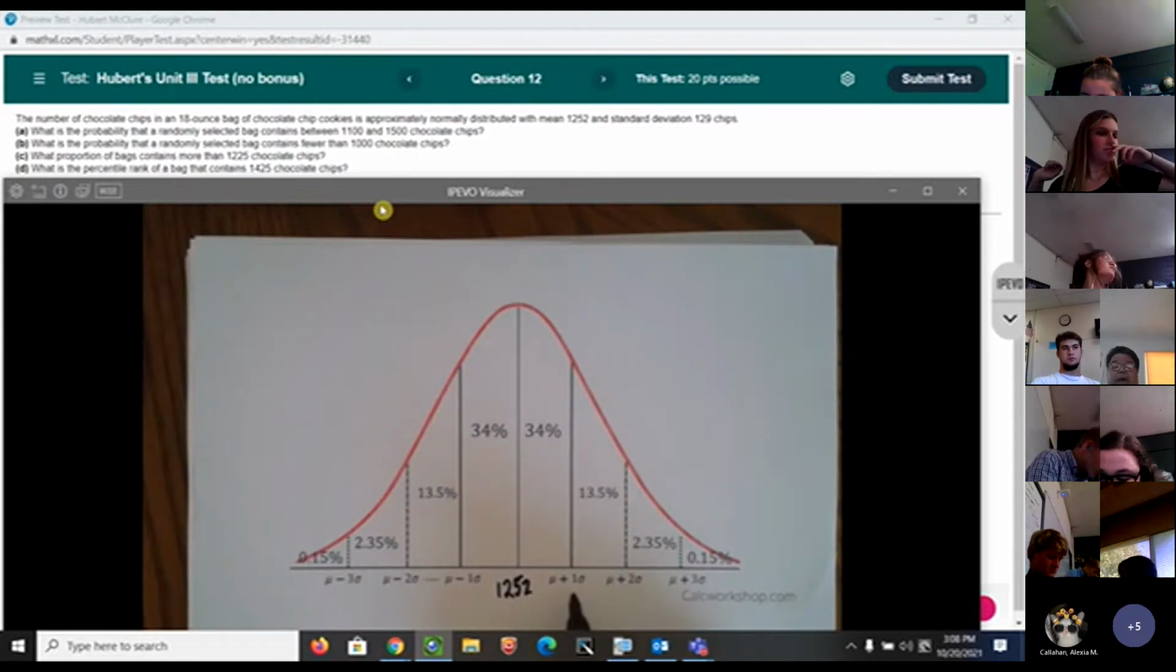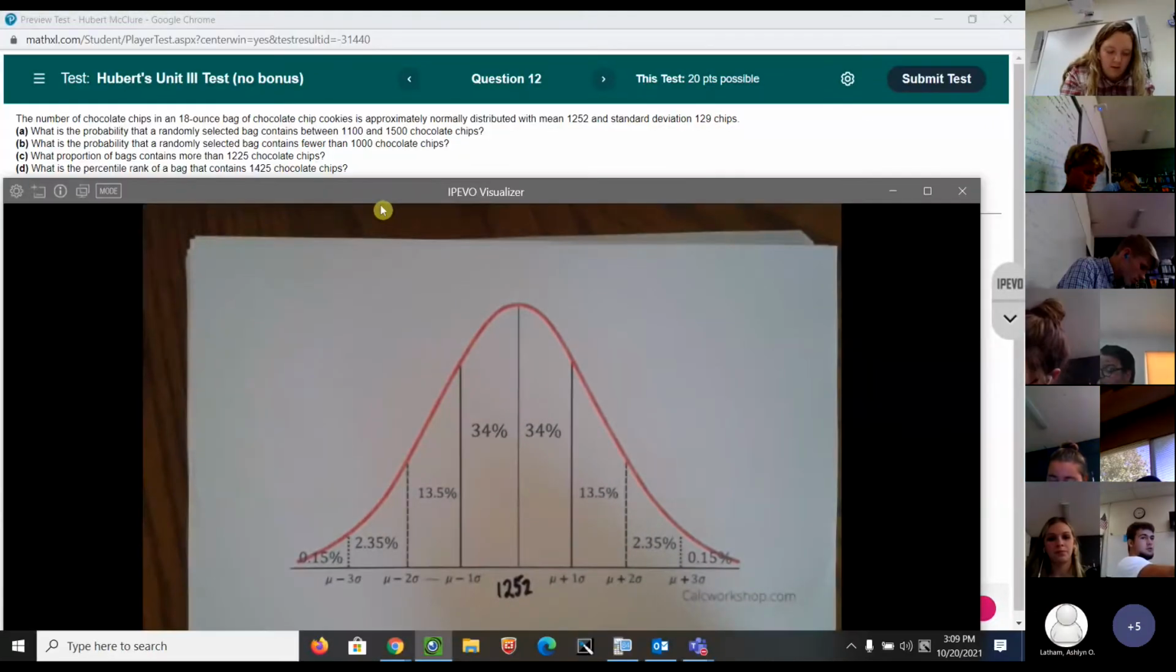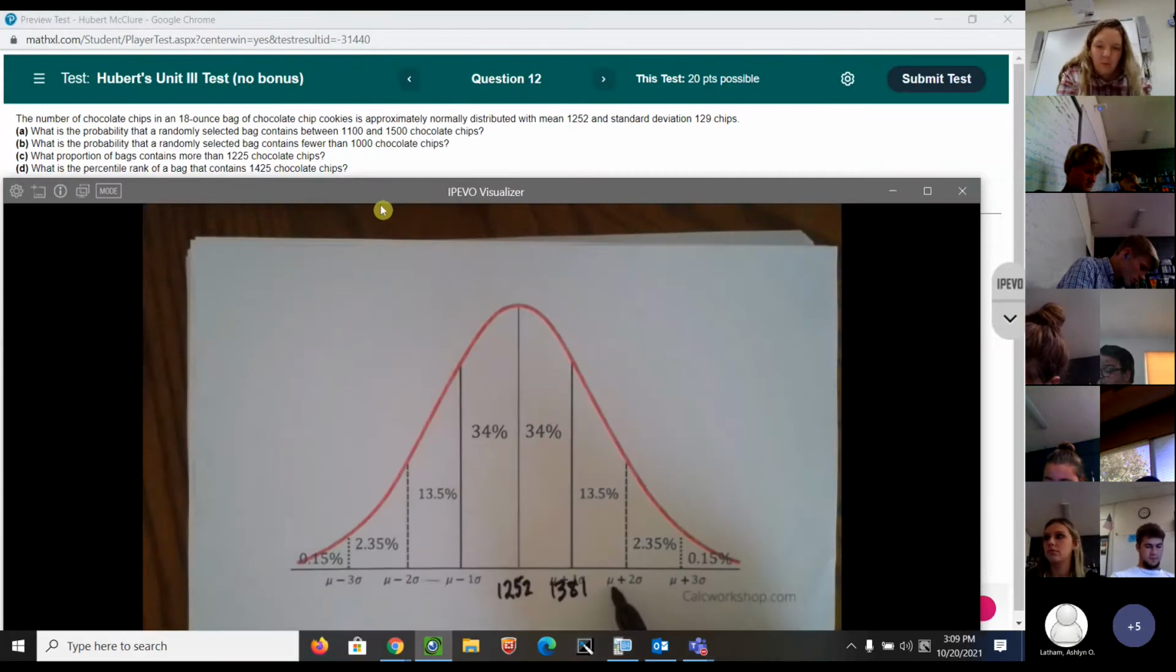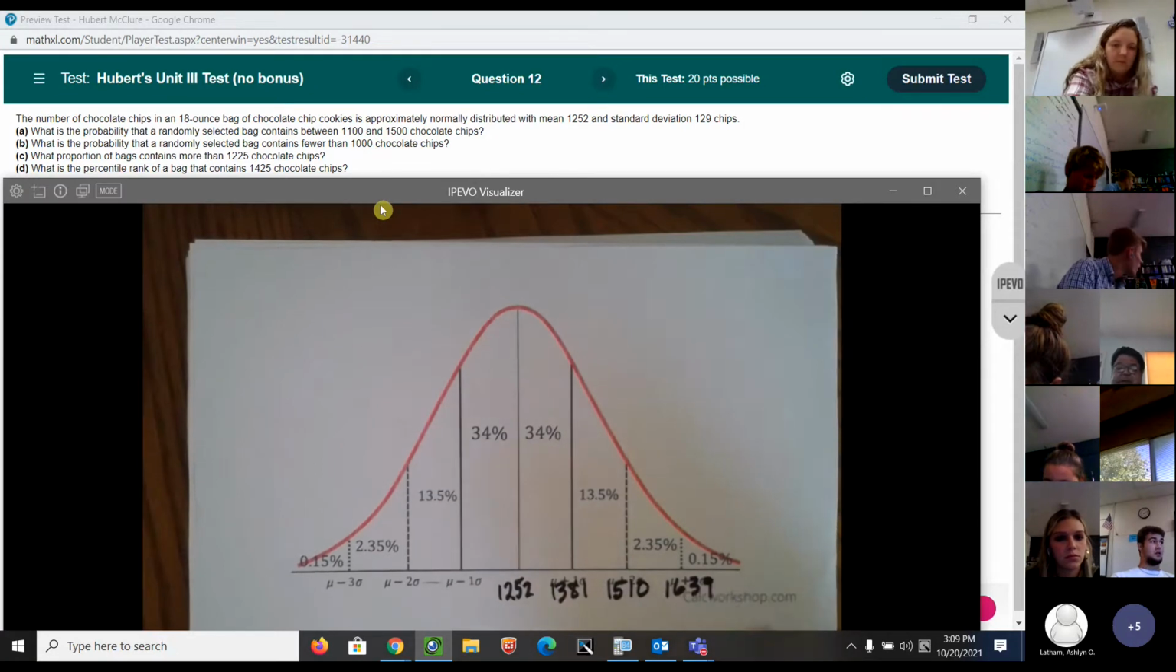So somebody give me the right side. Somebody, one person, please. 1381. 1510. And one more. 1639. All right, I need somebody to give me the minus side, please.